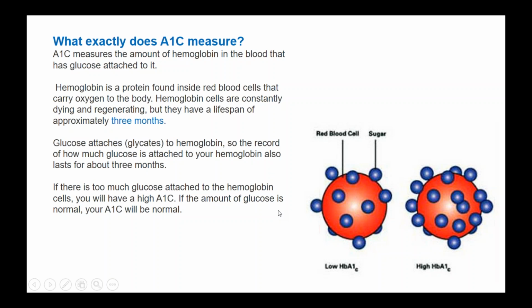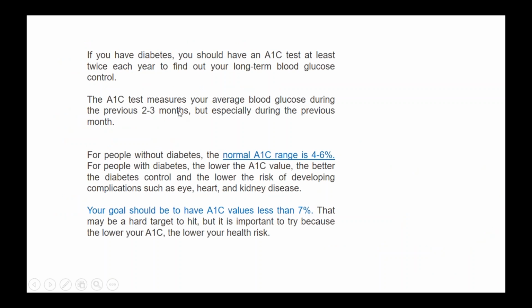So what are the ranges? What are some of these normals? We're going to get into that. Diabetics should have an A1C test at least twice a year to find out their long-term control. For people without diabetes, the normal A1C is about 4 to 6. Okay? For people with diabetes, the lower the A1C value, the better, to make sure they're controlling it properly, and the lower the risk of developing complications: glaucoma, eye disease, heart, kidney, everything else.